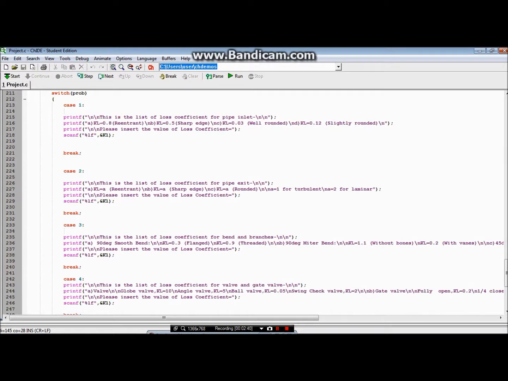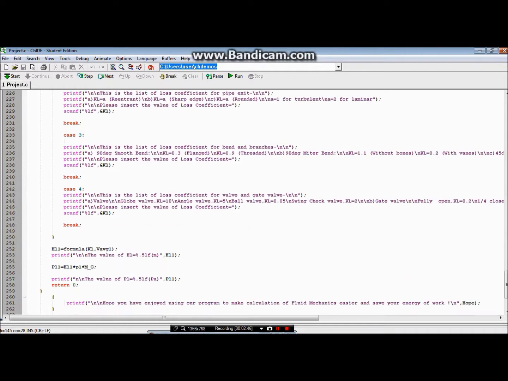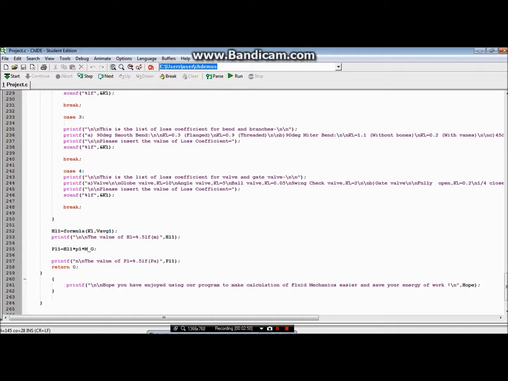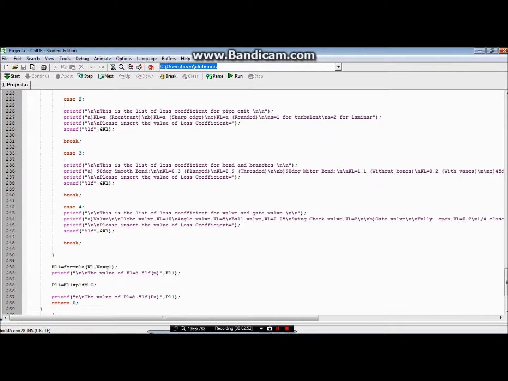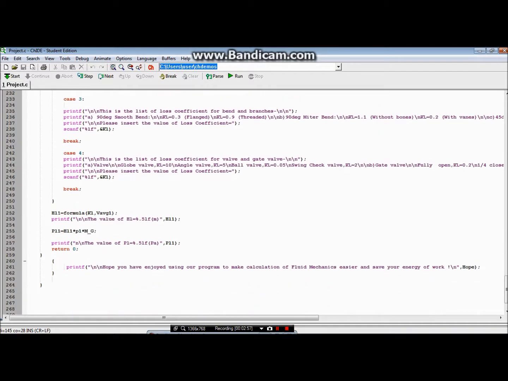For case 1 we use the loss coefficient of certain pipes, round well. Case 2 is round and turbulent. For case 3 we study the thread valve, and for case 4 we study the globe valve. From here the user chooses any one of case 1 until case 4, and then the head loss and the pressure loss are calculated according to the formula, and lastly we print out the value, and that's all.